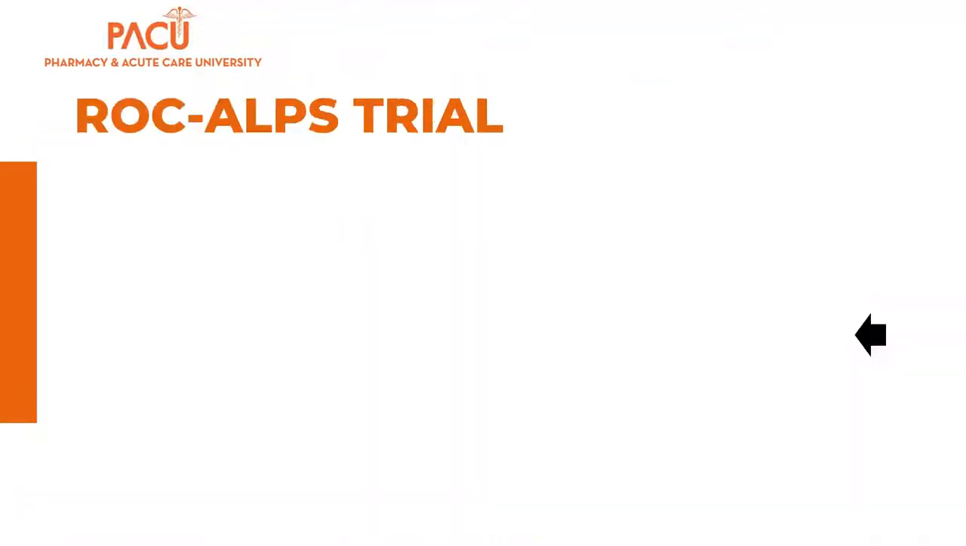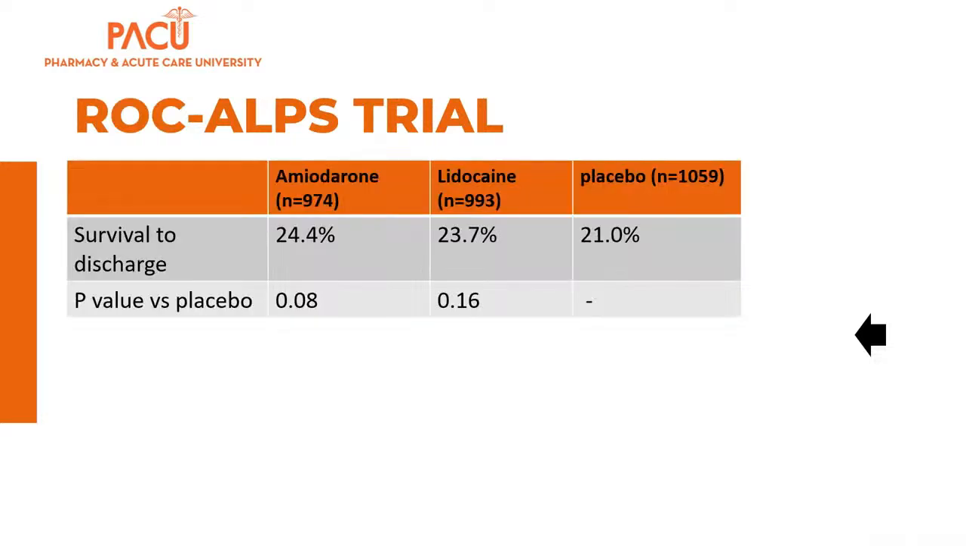So I want to spend another minute on this ALPS trial because it's our best trial to date. Here are the main findings. Primary outcome was survival to discharge. This is what they call a more patient-centered outcome than return to spontaneous circulation or survival to admission. Of course, our gold standard is survival to discharge, even longer survival, 90 days, even with neurologically intact outcomes.